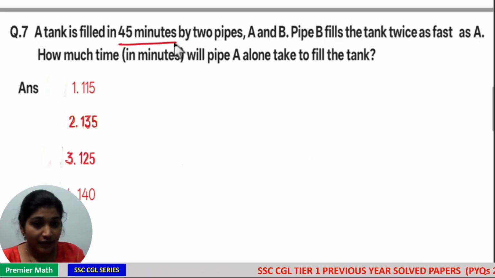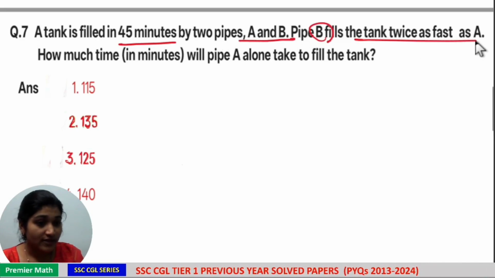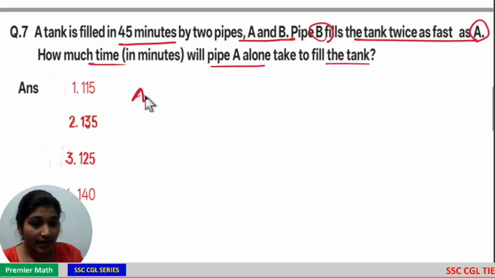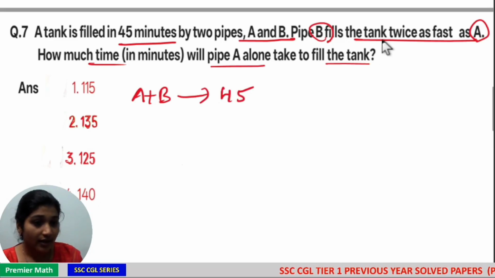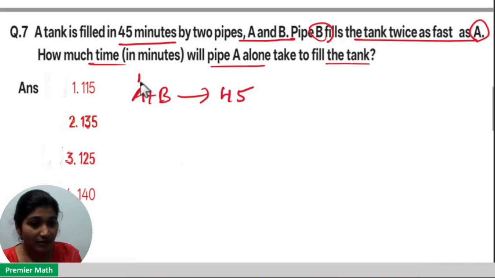A tank is filled in 45 minutes by two pipes A and B. Pipe B fills the tank twice as fast as A. How much time in a minute will pipe A alone take to fill the tank? Here, A and B together take 45 minutes to fill a tank. And here B is twice as fast as A means if efficiency of A is 1 unit, then efficiency of B must be 2 times the efficiency of A, which is 2 units.